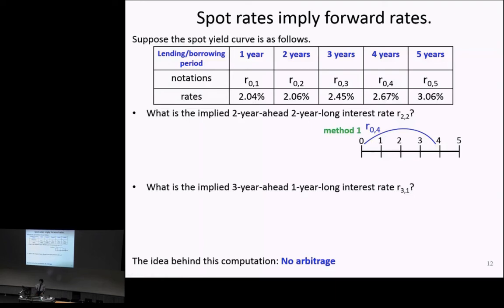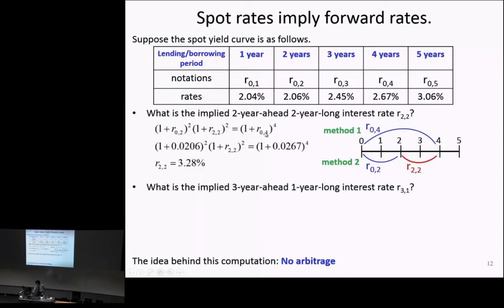Another way to invest your money for 4 years is to sign 2 different contracts today. One is the 2 year ahead, 2 year long forward contract, and the other is the 2 year long spot contract. So for the first 2 years, R02 is the interest rate applied. And as soon as this first contract ends, the second contract will become effective, and R22 will be the interest applied.